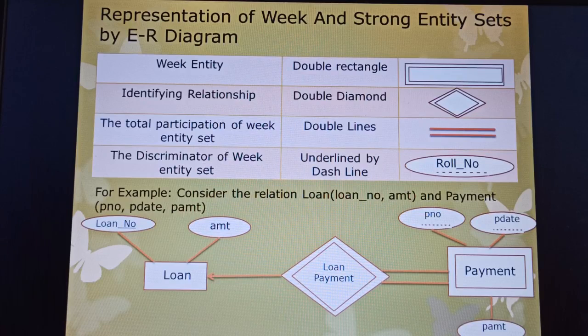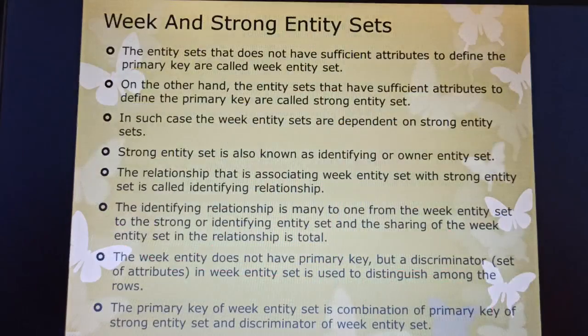Now let's again revise what we mean by weak entity set and strong entity set. The entity set that does not have sufficient attributes to define the primary key is called a weak entity set. On the other hand, the entity set that has sufficient attributes to define a primary key is called a strong entity set. In such a case, the weak entity set is dependent on the strong entity set.